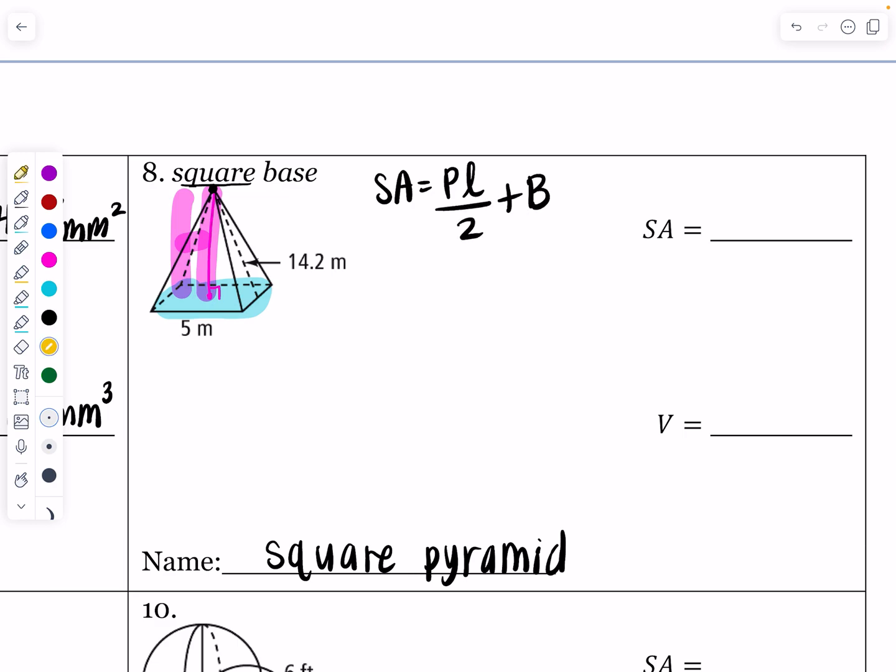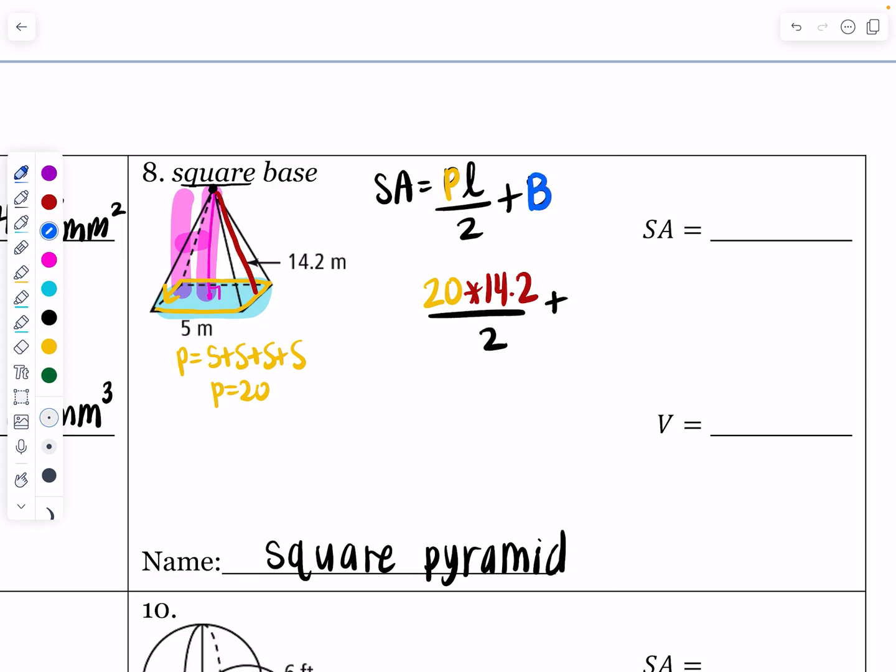So what is our perimeter? Our perimeter goes all the way around the outside, and since it's a square, that's going to be 5 times 4, or 5 plus 5 plus 5 plus 5, 4 times. That's going to give me a perimeter of 20. What is my slanted height? Well, thankfully, this problem already has it in the picture for me. It's 14.2. We're going to divide that by 2 because those are triangular walls. And then it's going to be the area of the base.